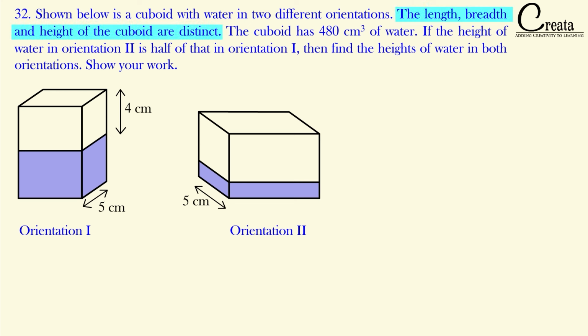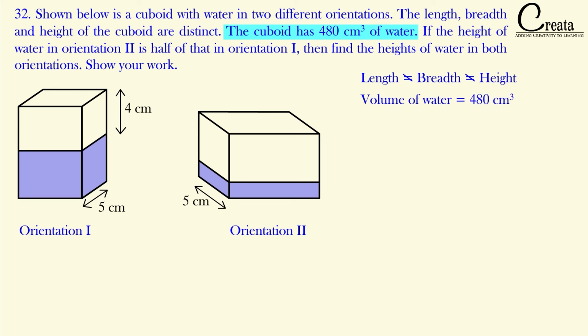The length, breadth and height of the cuboid are distinct. It means the L, B and H, the three sides of the cuboid, are not the same, they are different. On one side it is given as 5 centimeter, the rest of the sides we do not know, but they are not the same as given in the question. The volume of the water in the cuboid is 480 centimeter cubic.